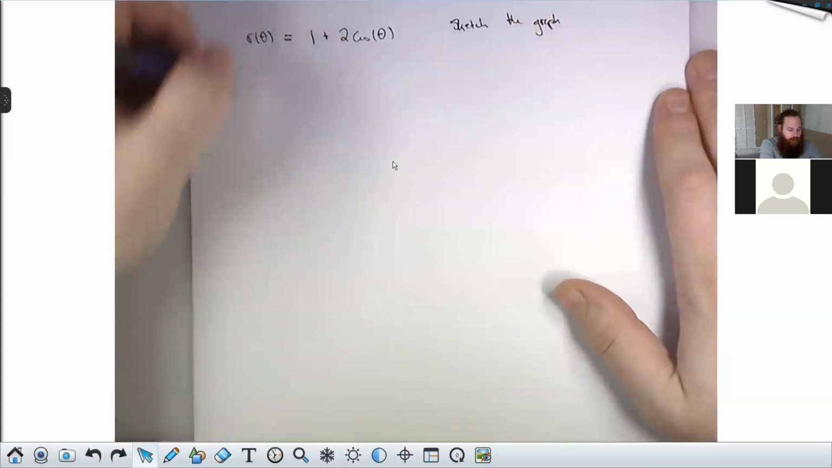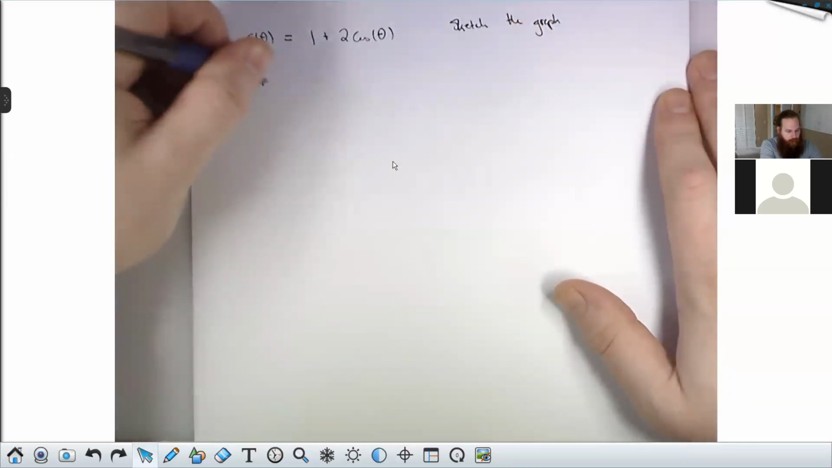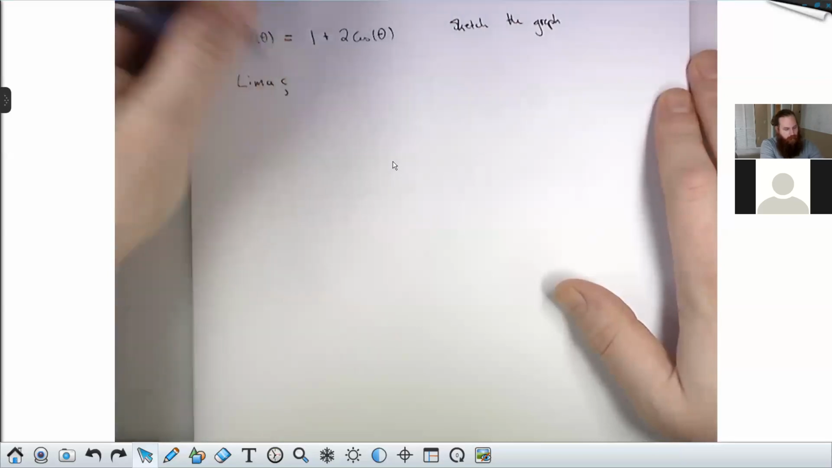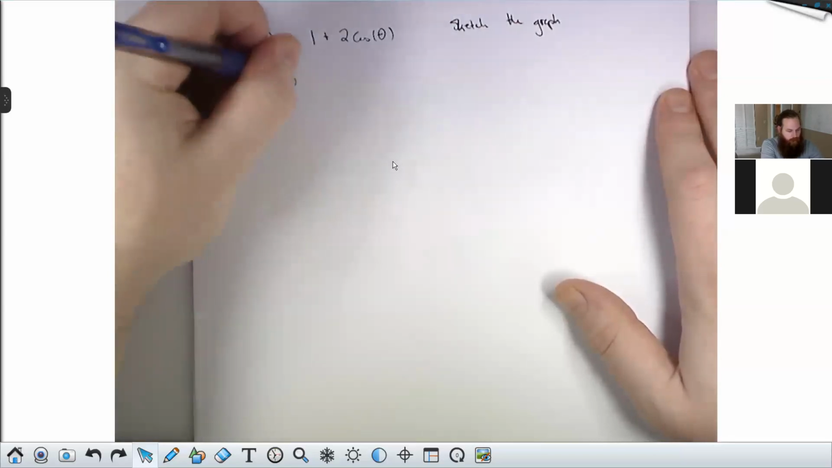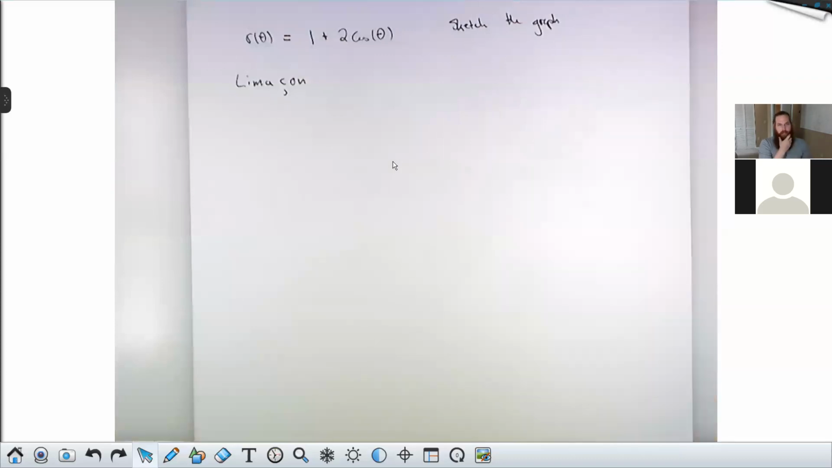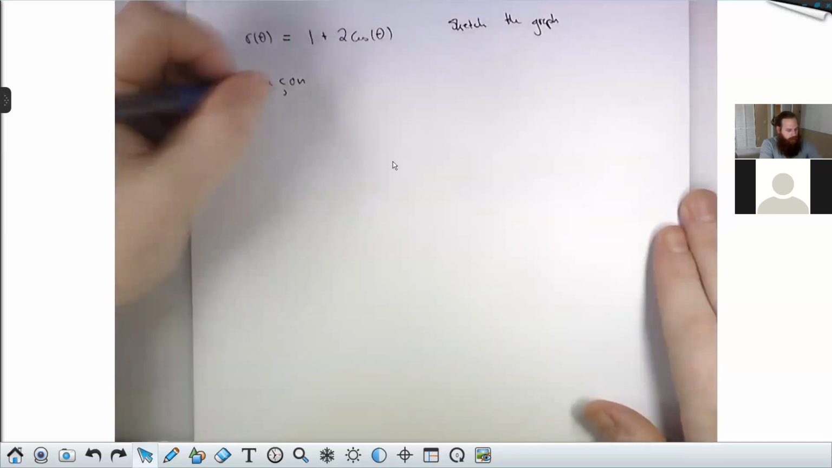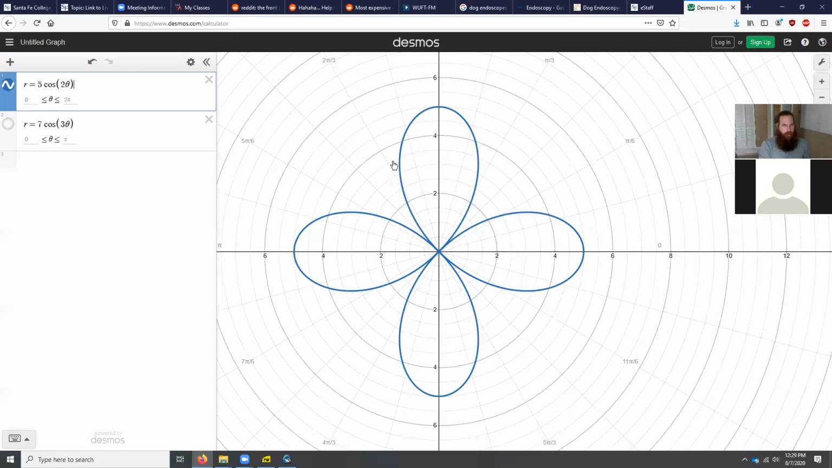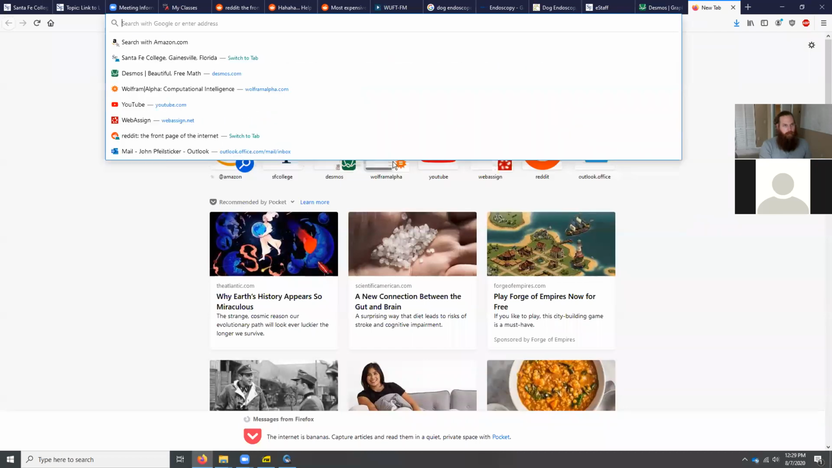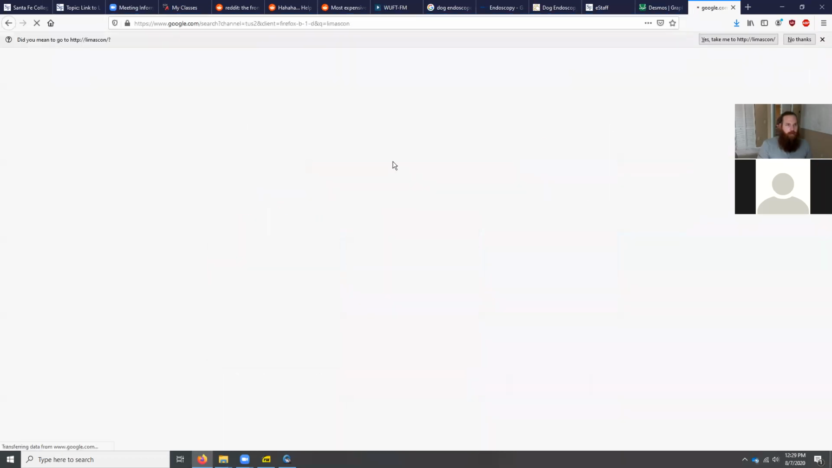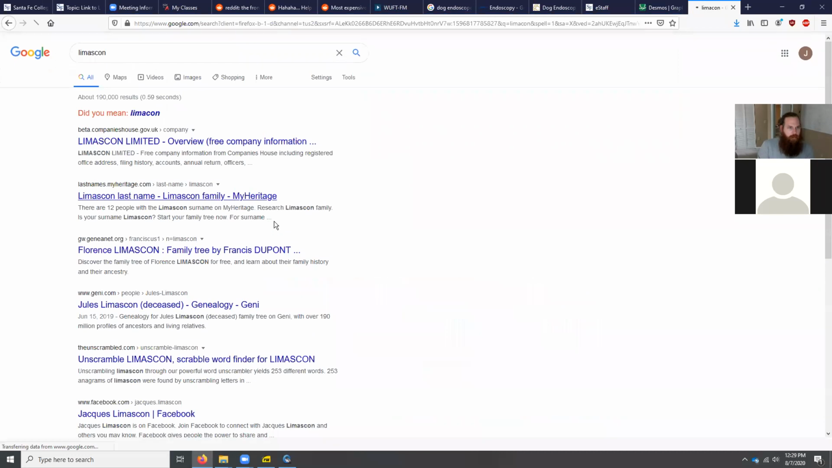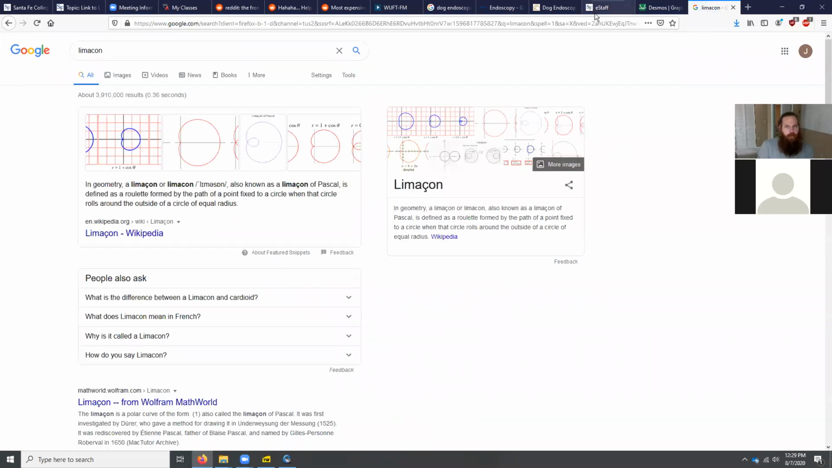Limaçon, so I suspect this is going to be what's called a lim, and then it's got this funny Turkish accent mark, O-M. Limaçon. There might be an S here. Spelling is not my strongest point. Is there an S? No S. It's as I spelled it. Yeah, okay, good.